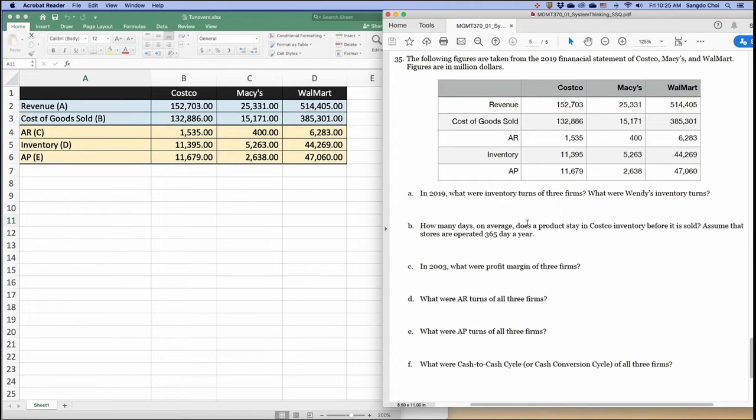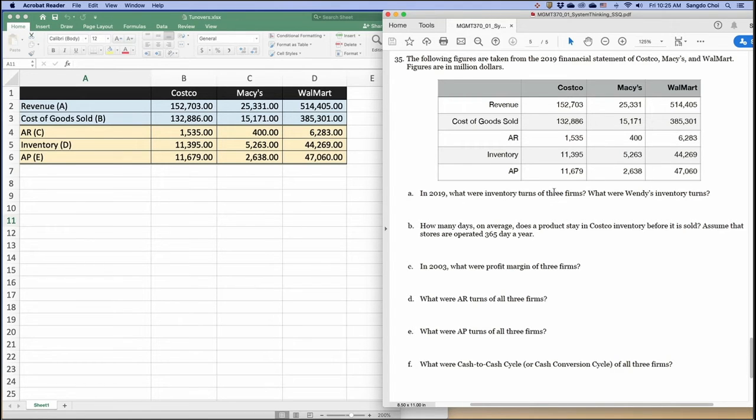Basically, we have 3 companies, 3 retailers: Costco, Macy's, and Walmart. And we want to compare these 3 companies in terms of supply chain performance. First of all, we can compute profit margin. Second, we can compare activity ratios, for example, inventory turns, asset turns, AR turns, AP turns. And finally, we will compare cash-to-cash cycle. Then we can compare their liquidity ratios. Cash-to-cash cycle is one of the important measures in liquidity ratio.